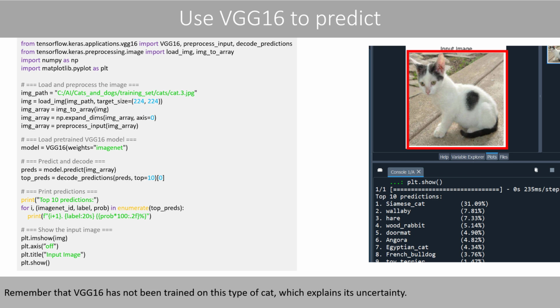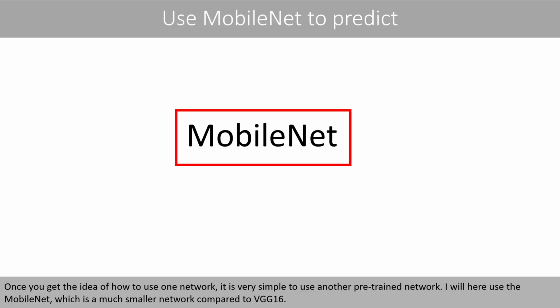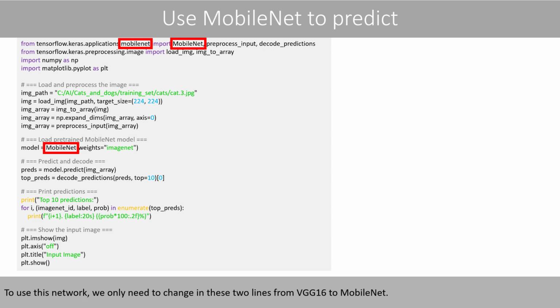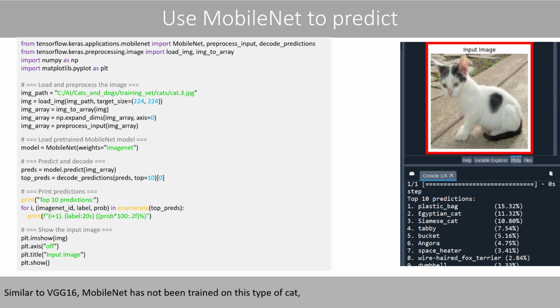Which explains its uncertainty. Once you get the idea of how to use one network, it is very simple to use another pre-trained network. I will here use the MobileNet, which is a much smaller network compared to VGG16. To use this network, we only need to change in these two lines from VGG16 to MobileNet. Similar to VGG16, MobileNet has not been trained on this type of cat, which explains its uncertainty.